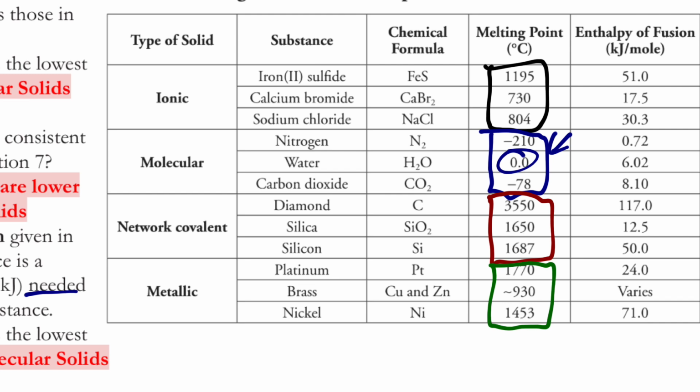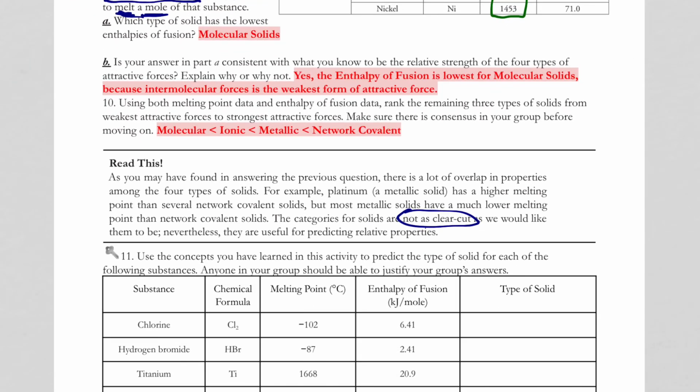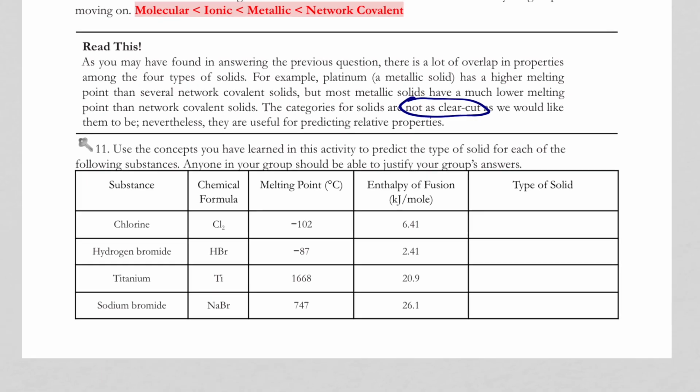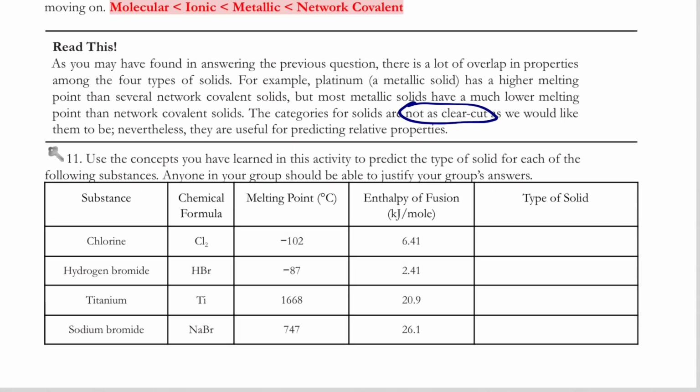Like we talked about, platinum and nickel are kind of exceptions. Diamond, carbon, is just really, really high, 3,000 degrees Celsius before it melts. All those are suggesting that there is a relative relationship between the types of solids as well as the type of intermolecular attractive force that's holding them together.